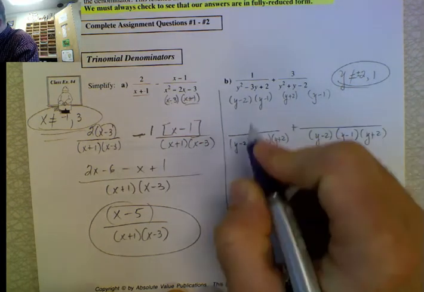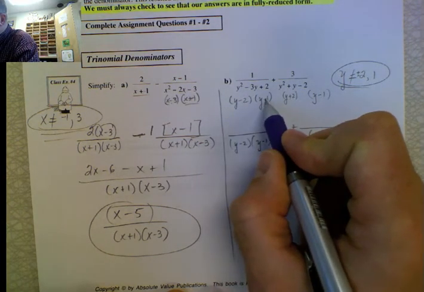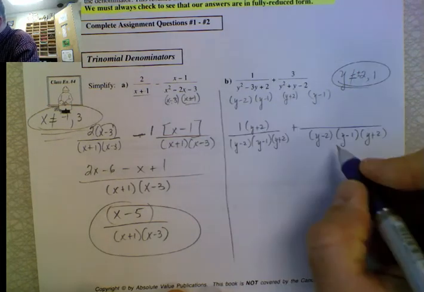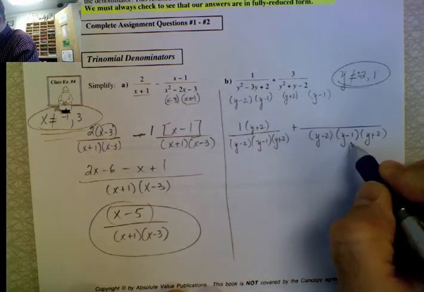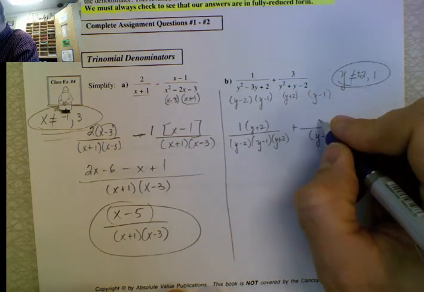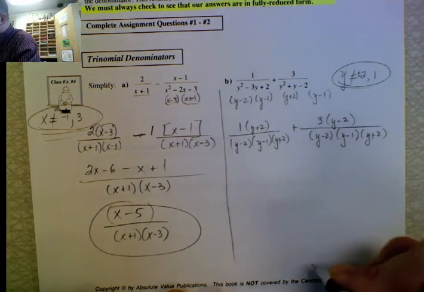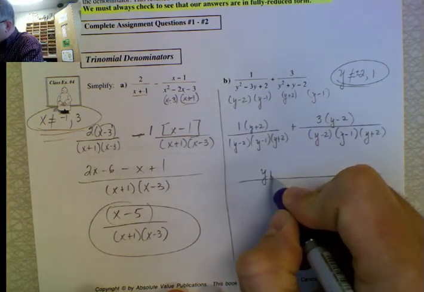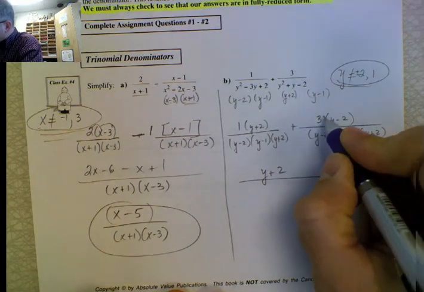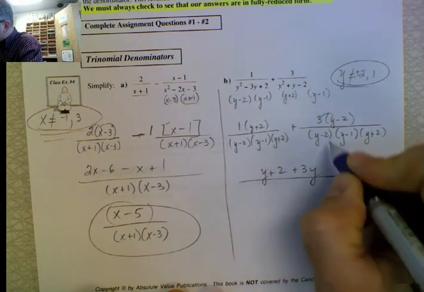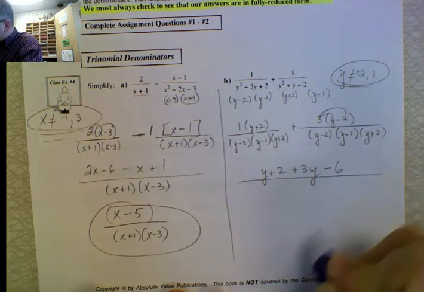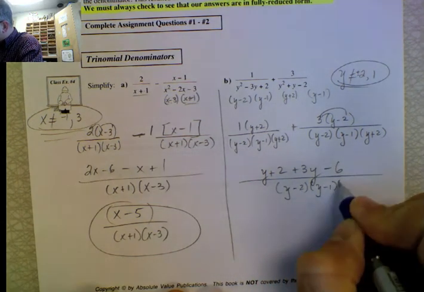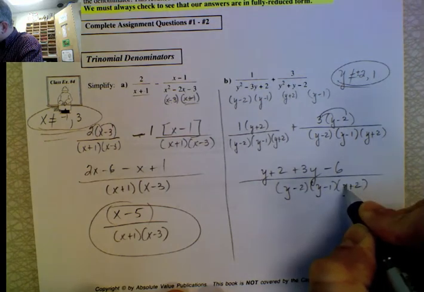So, what did I change in the denominator of the first fraction? I multiplied by y plus 2. What did I change in the denominator of the second fraction? I multiplied by y minus 2. So now if I expand things, 1 times y plus 2 is just y plus 2. 3 times y is 3y, and 3 times -2 is -6. All over y minus 2, y minus 1, and y plus 2.